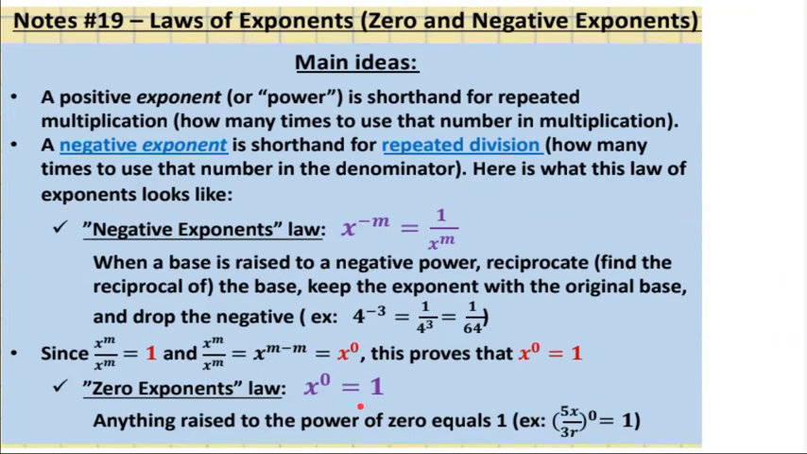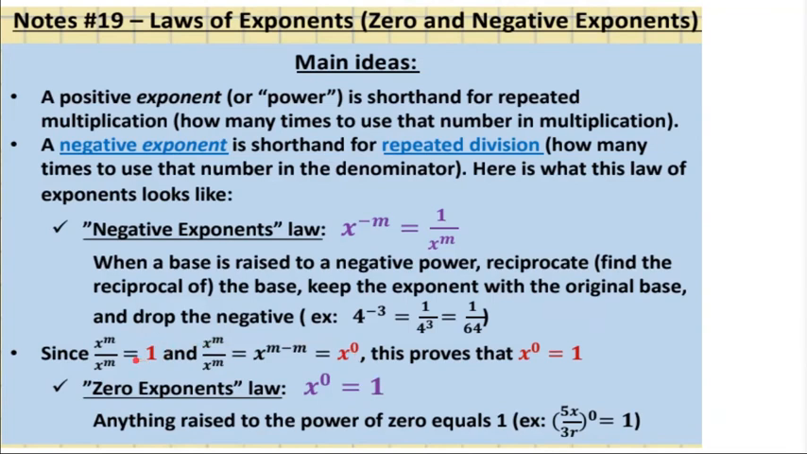If you remember the properties from the last lesson or review video, you can actually prove this as well. We know that any number divided by itself is 1, so x to the power of m over x to the power of m is equal to 1. We also know that through the quotient of the same base property, x to the power of m over x to the power of m is equivalent to x to the power of m minus m, which would just be x to the power of 0. That proves that x to the power of 0 is equal to 1.